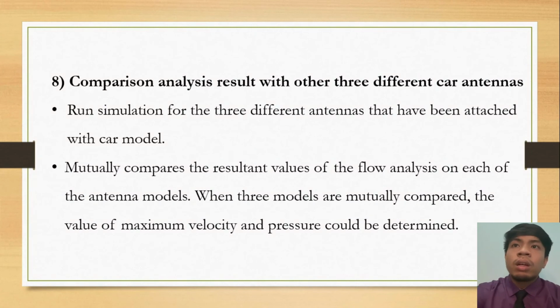Lastly, comparison analysis result with other three different car antennas. I will run simulation for the three different antennas that have been attached with car models. Then it will mutually compare the resultant values of the flow analysis on each of the antenna models. When the three models are mutually compared, the value of maximum velocity and pressure could be determined.